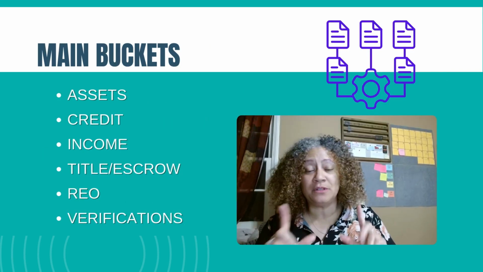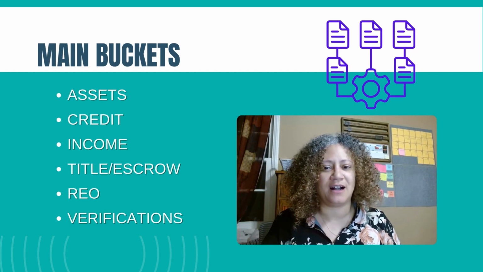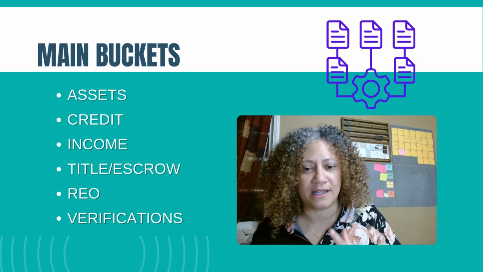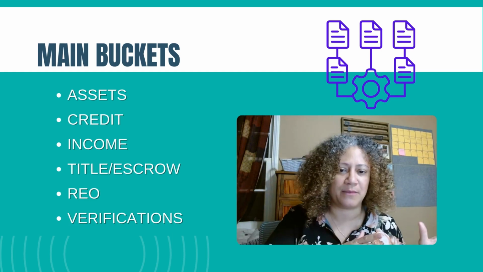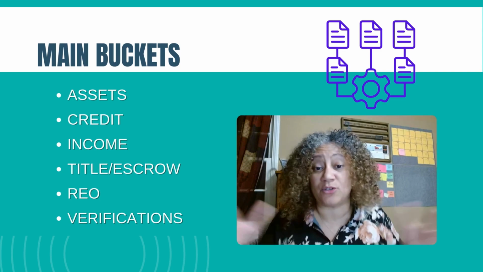I'm going to walk you through labeling examples for these main buckets. You've got assets, credit, income, title. So you may be in a state that primarily relies on title, or you may be in a state that primarily relies on escrow. So it could be escrow documents or title documents or both.